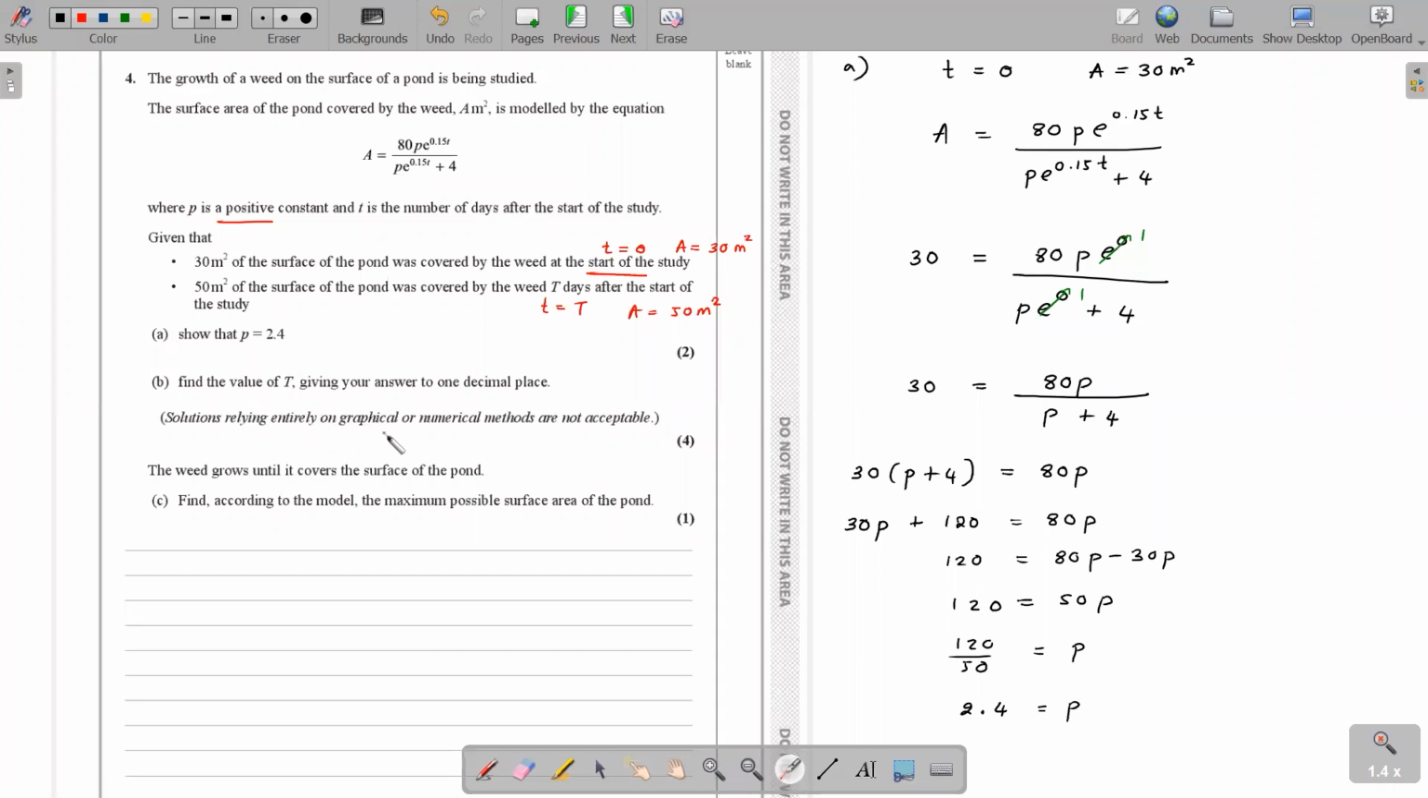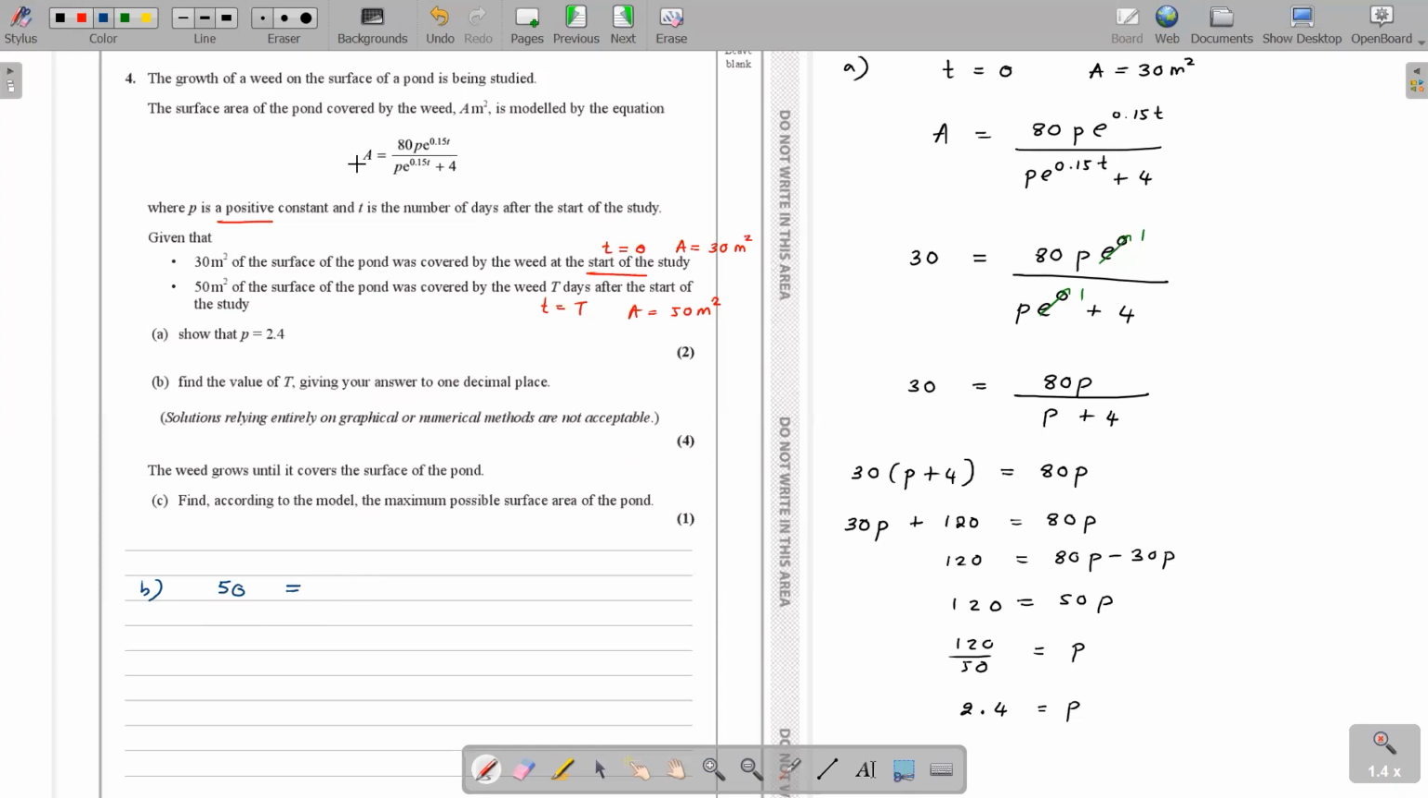Part B, find the value of T, giving your answer to 1 decimal place. So capital T is actually what? Capital T is the time when the area is 50 square meters, isn't it? So what we do here, take your equation, replace the area with 50, and we found the p value as exactly 2.4, right? Input that and you're supposed to make T the subject. Let's do that quickly. And they have told you here, solutions relying entirely on graphical or numerical methods are not acceptable. So that means you cannot give this to the calculator and ask the calculator to solve it for you. You must show relevant working and make T the subject.